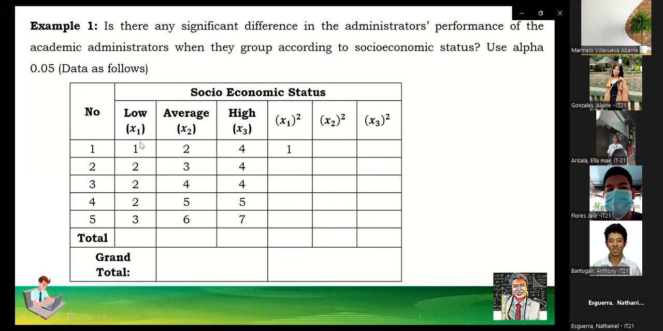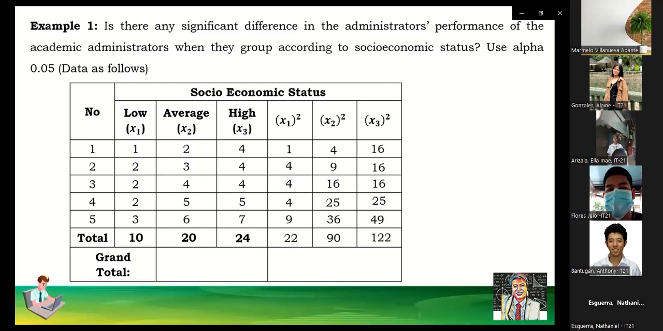So 1 squared is 1, 2 squared is 4, 2 squared is also 4, and 3 squared is 9, and so on. Fast forward: that is 4, 9, 16, 25, 36, 16, 16, 16, 25, and 49. We just square each data. Next thing is the total. We just sum them up. 1 plus 2 plus 2 plus 2 plus 3 is 10. Next is 20, next is 24, next is 22, 90, and 122.